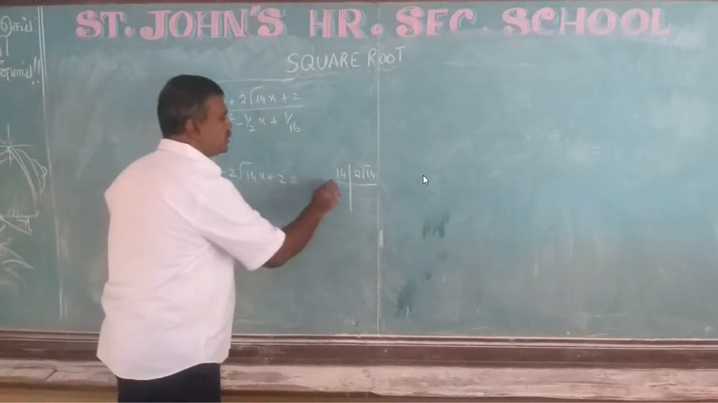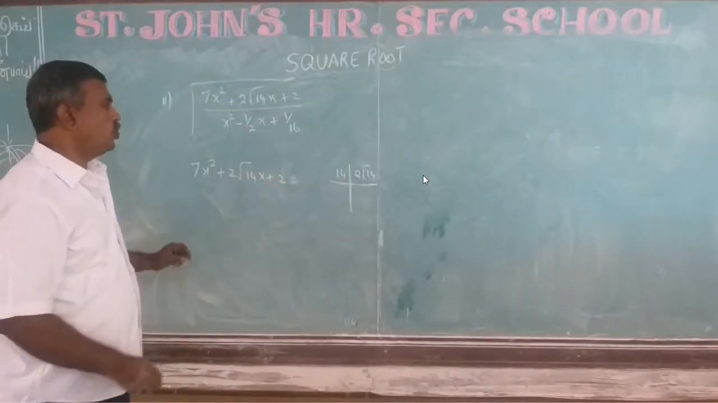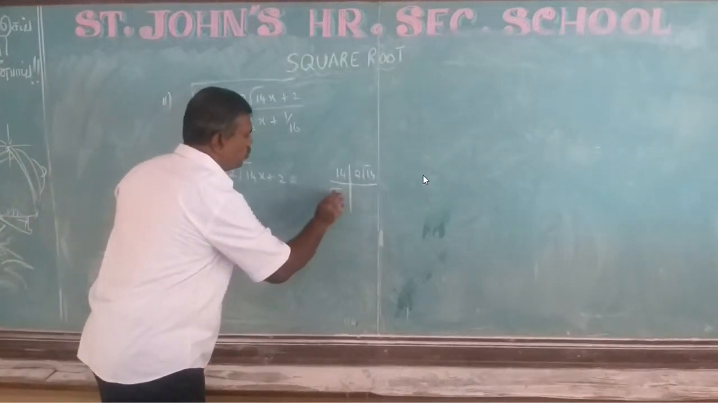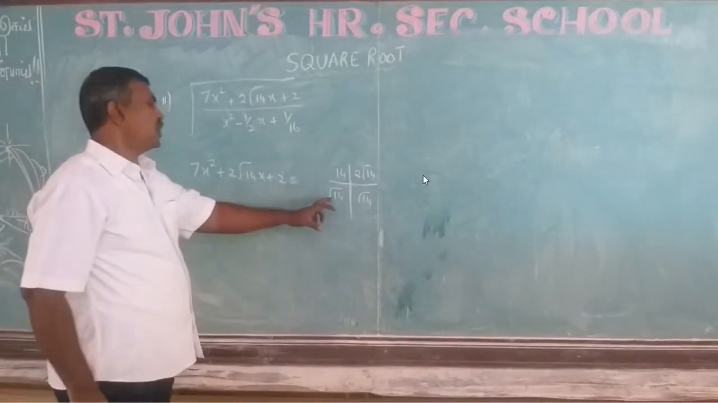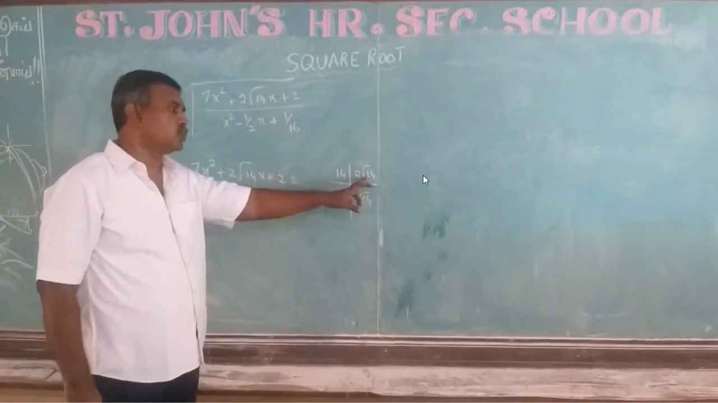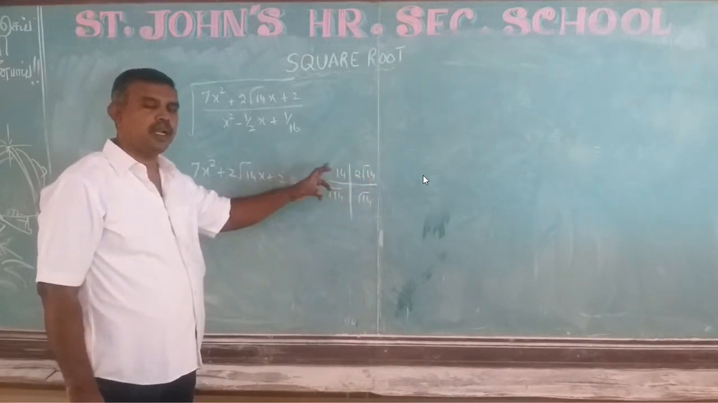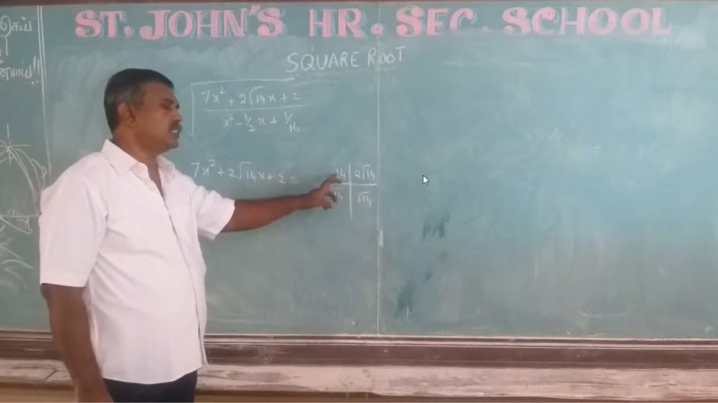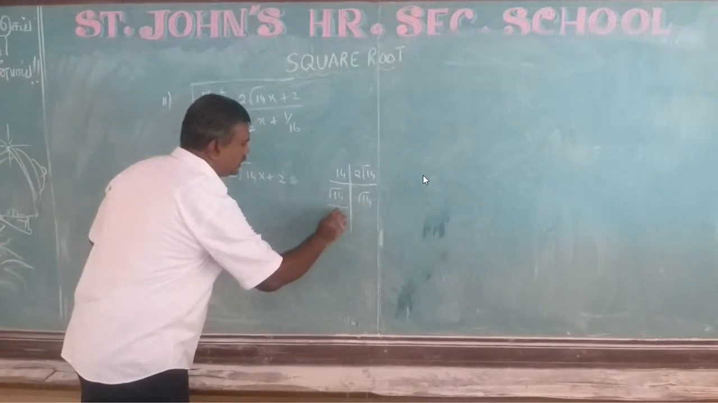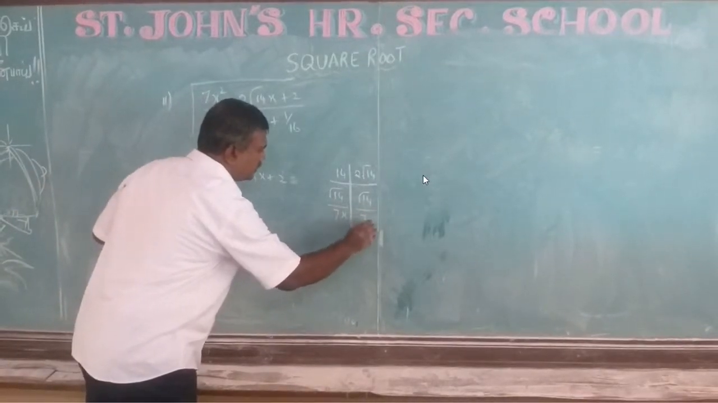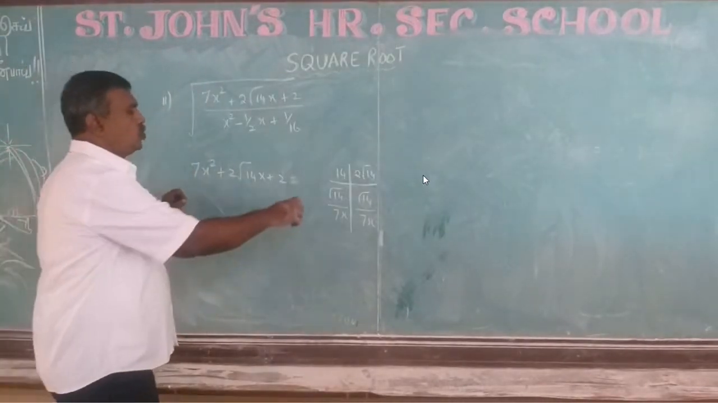Therefore, we take two numbers whose product is 14 and whose sum is 2 root 14. We take root 14 into root 14. Root 14 plus root 14 is equal to 2 root 14. Root 14 into root 14 is equal to 14, but divided by the first value, 7x.